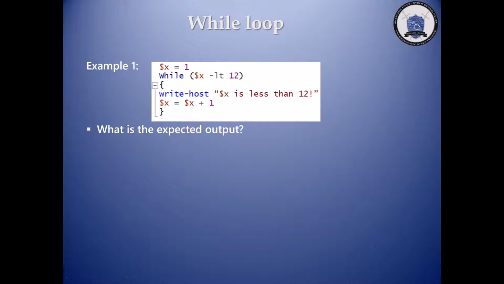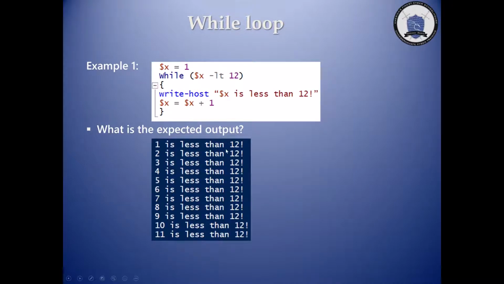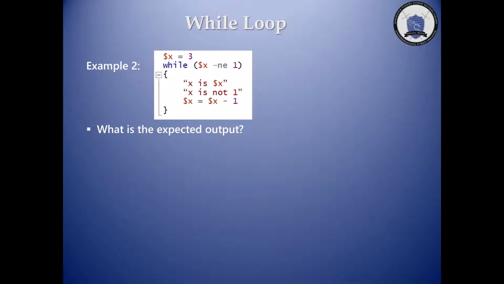All right, here is an example of a while loop where you're starting with 1 and you're counting while x is less than 12. So it should count, again, from 1 to 11. So again, for our expected output, we got 1 all the way to 11, and then it escapes once it gets to 12 because 12 is not less than 12.